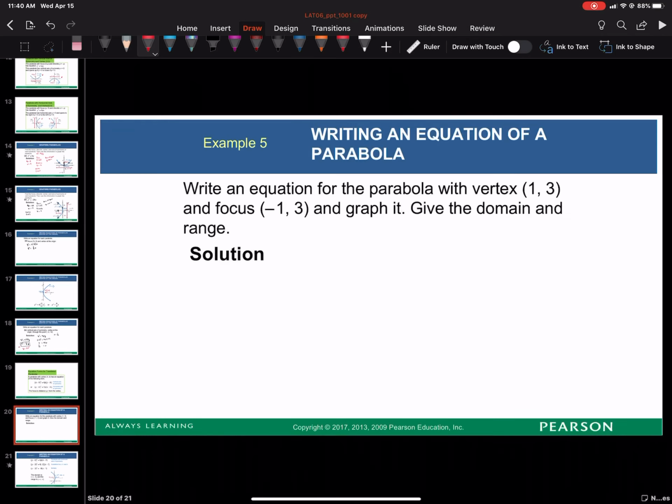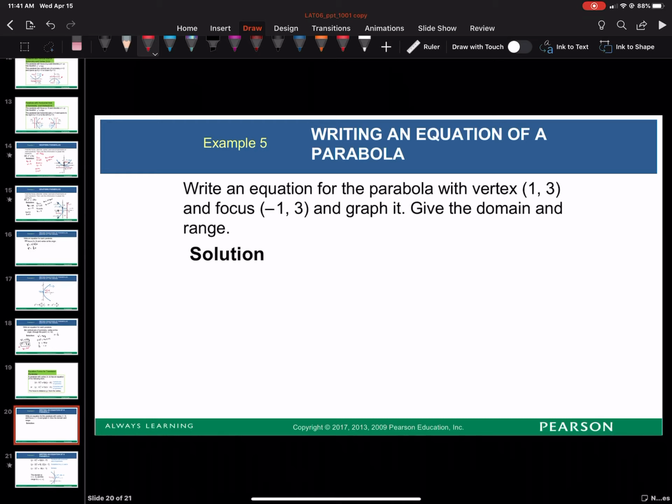Let's look at what we have. It says write an equation for the parabola with vertex (1, 3) and focus (-1, 3) and graph it and give the domain and range. So the first thing we're looking at: they gave us the vertex, they gave us the focus point, right?